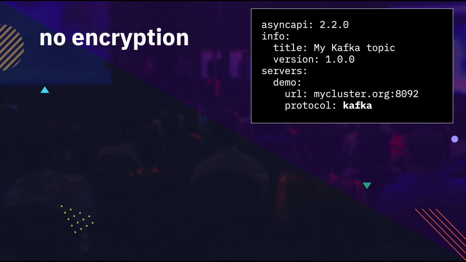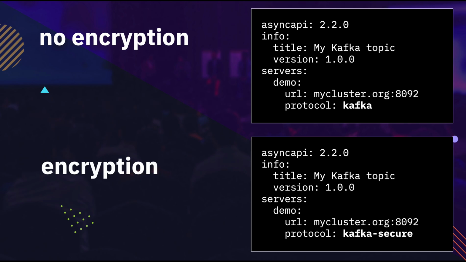As I said, I'm going to cover both encryption and auth, but first let's start with encryption. We describe this in the server protocol section of the document. If your cluster isn't set up to use encryption, then you just use protocol kafka. If your cluster is set up to require encrypted connections, then use the protocol kafka-secure. So no encryption, use protocol kafka. Encryption, use protocol kafka-secure. So that's encryption sorted.